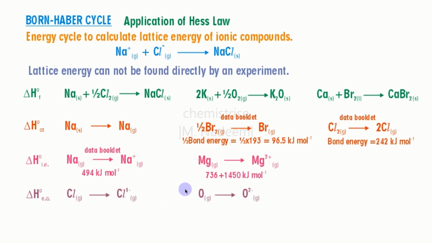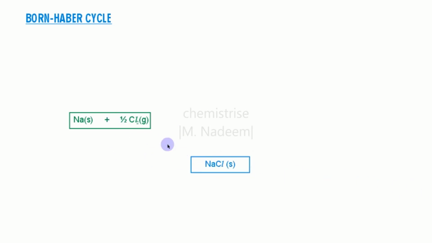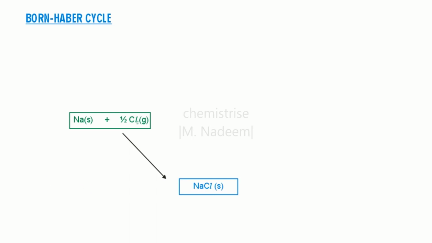Now let's move ahead and see a simplified Born-Haber cycle. So let's construct an energy cycle in which we have sodium solid and chlorine gas. We can convert the elements into their compounds like this, and this conversion, the formation of 1 mole of a compound from its elements, is known as enthalpy change of formation. So we have the enthalpy change of formation for sodium chloride.